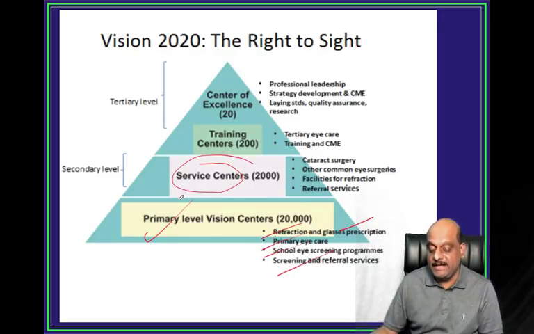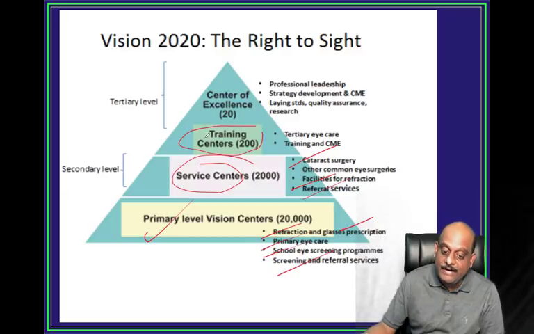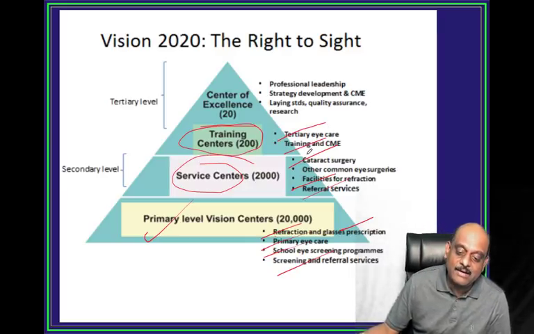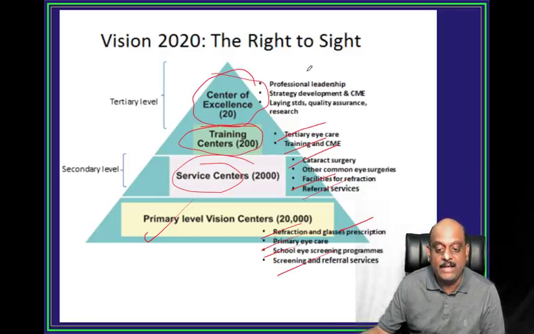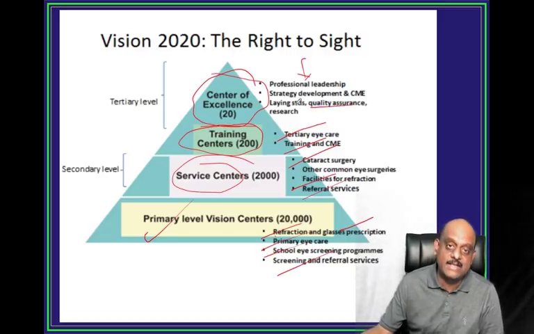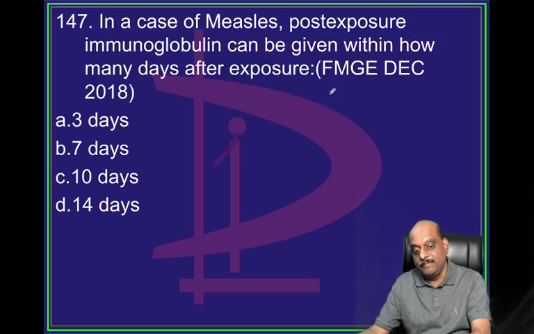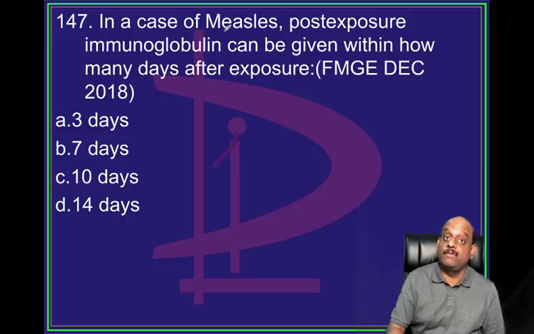Next, service centers. यहाँ cataract surgery, facilities for refraction, referral service. Then training centers: tertiary eye care, training and continuous medical education. Center of excellence tertiary level में यहाँ professional leadership, quality assurance, research, strategy ये सब होता है. बराबर?